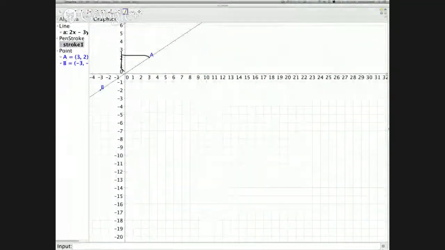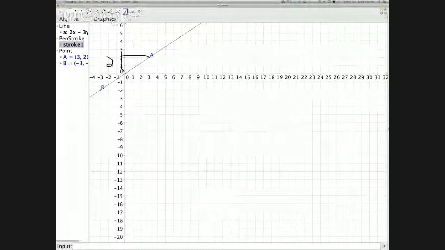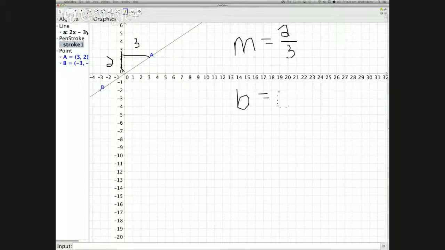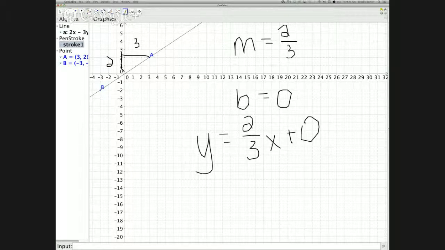All right. But we go up 2 and over 3. Well, no, the other one was negative. So our slope, or our m, is 2 over 3. And then we know our b is 0, because y equals mx plus b. The b stands for the y-intercept, and it crosses at 0. So I have y equals 2/3 x plus 0, and I don't need that 0, so I could just write y equals 2/3 x. Okay? And that would be my answer.